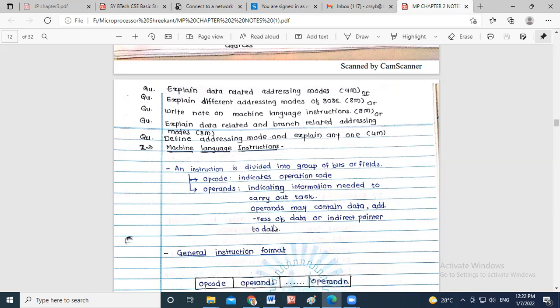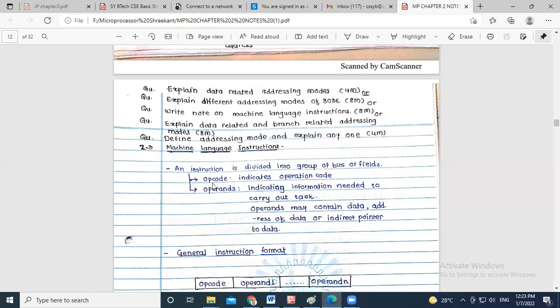So as we know, instructions are some commands given to a processor to do a particular task. To do a particular task of the microprocessor, we have to use some mnemonics, opcodes and operands. Those are nothing but the instructions. This instruction is divided again into 2 groups, based on bits or fields.